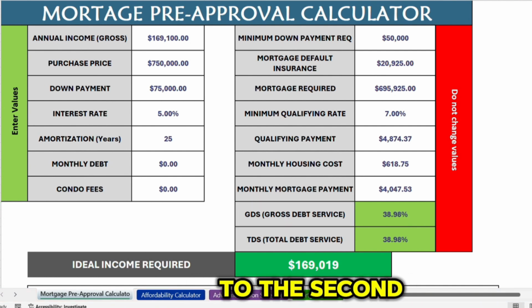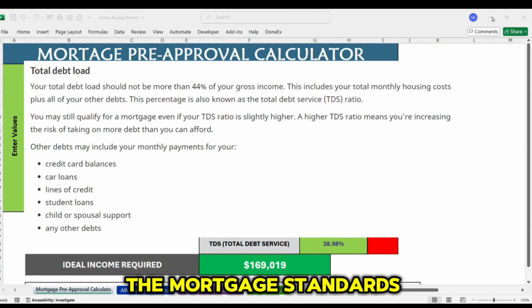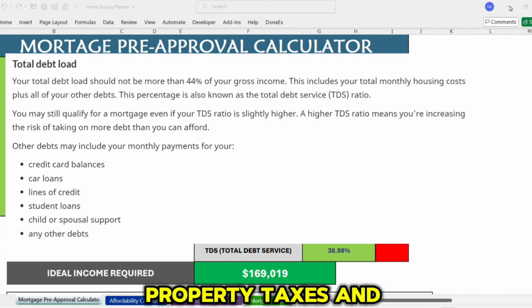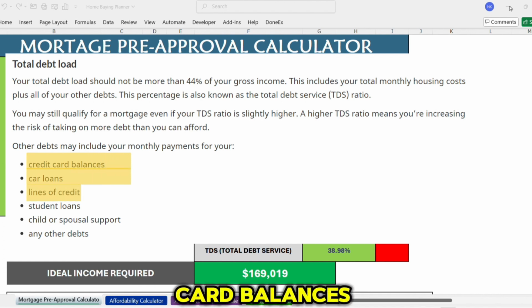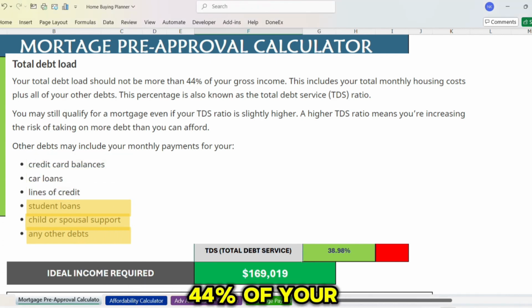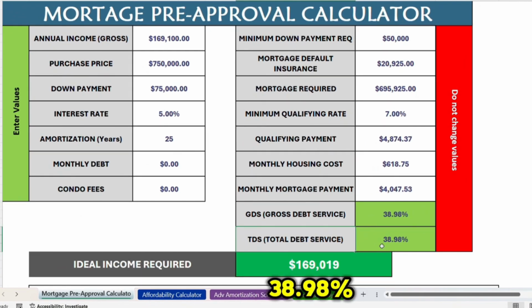Now let's come to the second important ratio, that is TDS, which is total debt service ratio. As per the mortgage standards, your total monthly debt should not be more than 44% of your gross income. So what does TDS include? It includes all of your housing costs, including your mortgage, utilities, property taxes, and on top of that, whatever your car loans, credit card balances, lines of credit, student loans, or any other debt you have. Combining all these debts, it should not be more than 44% of your annual gross household income. Now in this case, it is sitting at 38.98%.